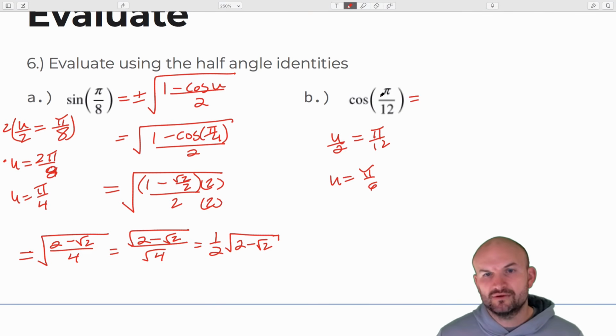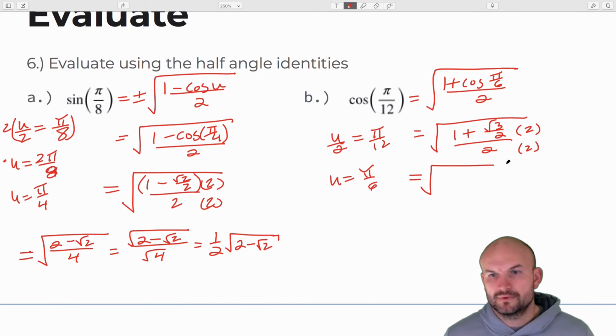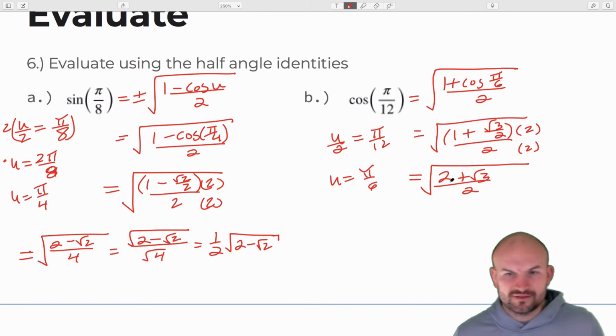In the next one here, we recognize that pi over 12 is in the first quadrant. So therefore my formula here is going to be the square root of 1 plus the cosine of pi over 6, divided by 2. Okay, so again, we're just going to do the same thing. Now you can say that's going to equal 1 plus the cosine of pi over 6, which is the square root of 3 over 2, divided by 2, multiplied by 2 over 2. Again, make sure you put those parentheses. So it's 2 plus the square root of 3 over 2. And then hopefully you recognize, over 4.